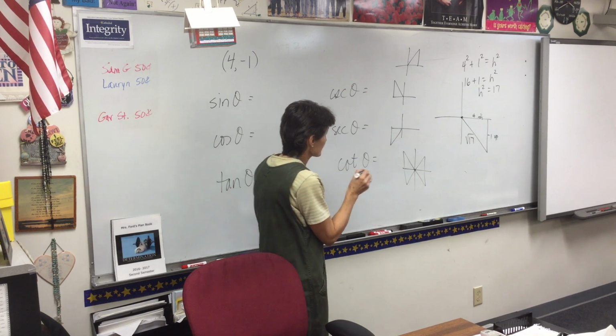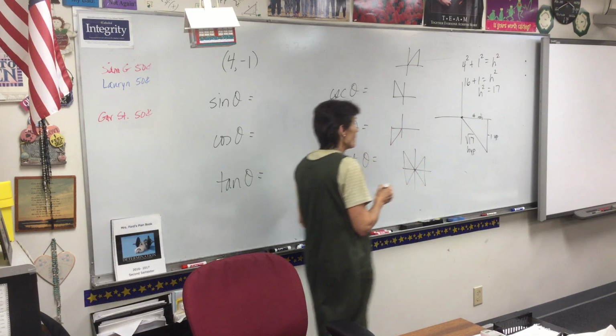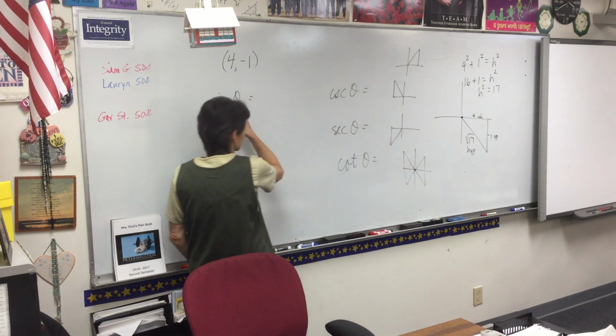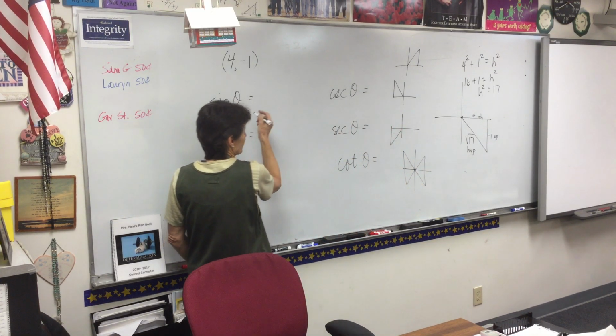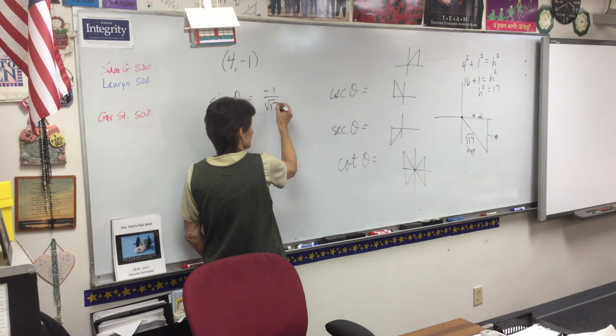So now we have all the sides. So now it's just a matter of having things memorized. Here we go. What's the sine? Opposite over hypotenuse, which in our picture is -1 over root 17.